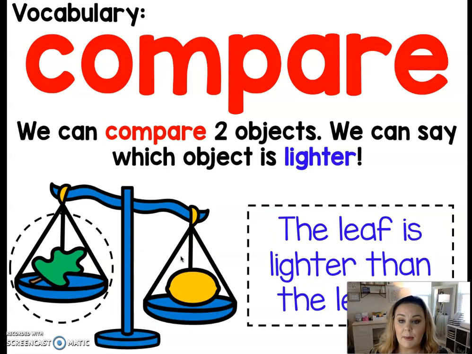And we can also compare two objects and say which object is lighter. Now we have a leaf and a lemon. You can see that the lemon is going down lower. That means it's heavier. So if we want to say which one is lighter, we put that air circle, remember from last week, around the leaf. The leaf is lighter than the lemon.